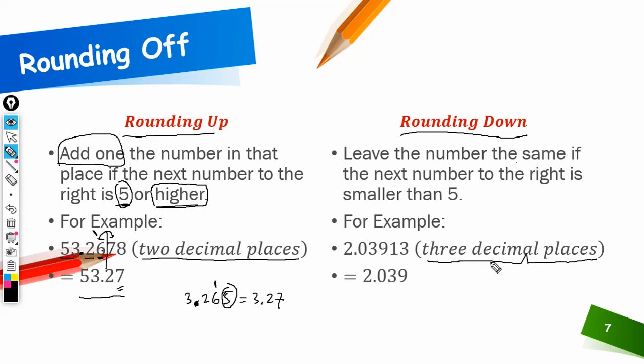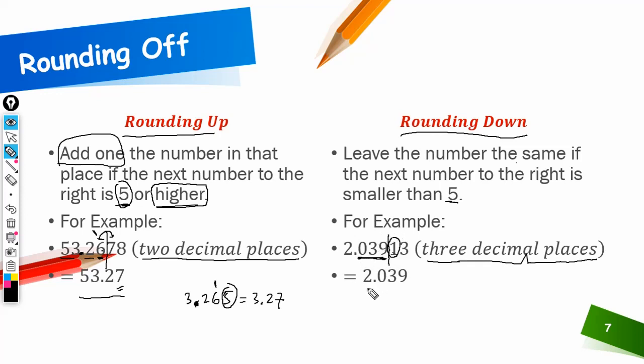Jadi 3 angka desimal. So 1, 2, 3 sampai sini ya. Now look at the number next to 9. Sampai ini kan sampai 3 angka desimal ya. Jadi kita lihat angka setelah 9, it's 1. 1 is smaller than 5, lebih kecil dari 5. It means that just leave it the same. Tulis yang sama persis, tidak ditambah, tidak dikurangi juga.